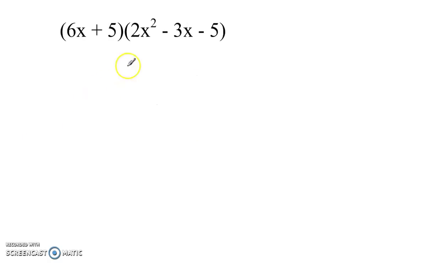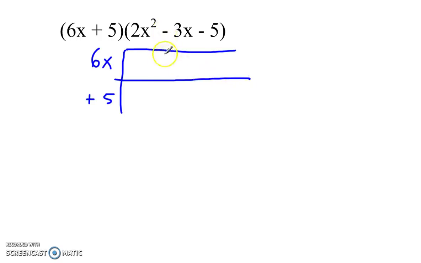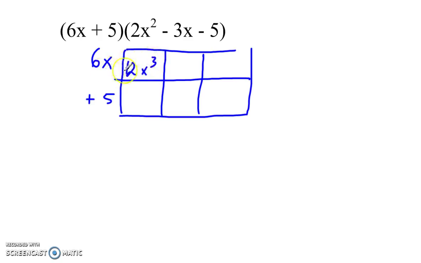Okay, this is where it's really useful to have a box, because now we're multiplying with a trinomial. So we put the 6x here and the plus 5 down here. Put a line, make a box. Everywhere we have a sign, we'll put a line. That rhymes. 6x times 2x squared is 12x to the third. 6x times negative 3x, the sign in front of a number goes with the number, is negative 18x squared. 6x times negative 5 is negative 30x.